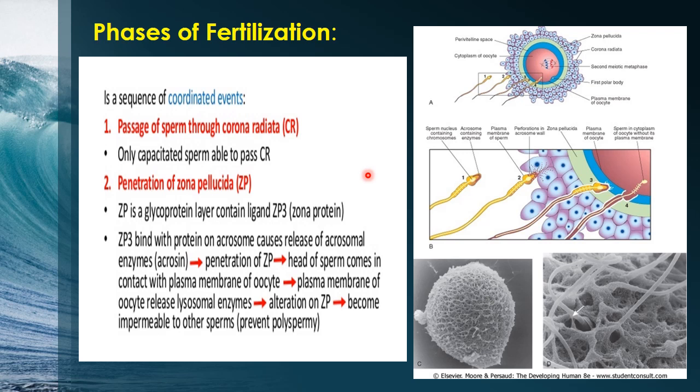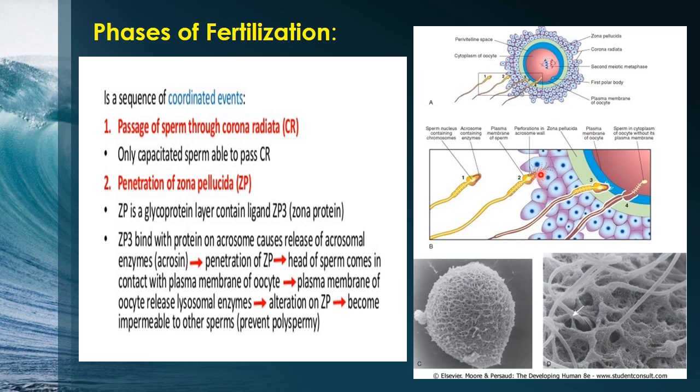Now, the sequence of events, or the phases or steps of fertilization, is as follows: first, the sperm has to pass through these corona radiata cells. Then, secondly, it has to cross the barrier of the zona pellucida layer. Then it reaches the plasma membrane of the oocyte and comes in contact with it, and then the cytoplasm and the genetic material of the sperm is transferred inside the cell membrane. So first it has to cross this barrier of corona radiata cells which are surrounding the oocyte.